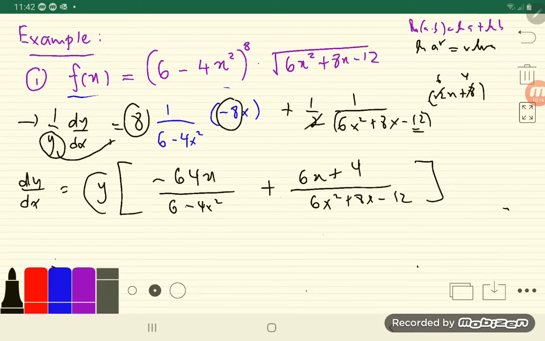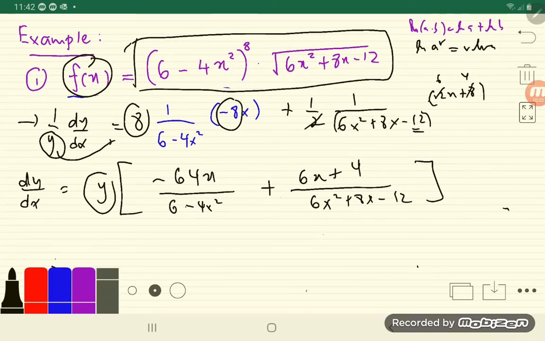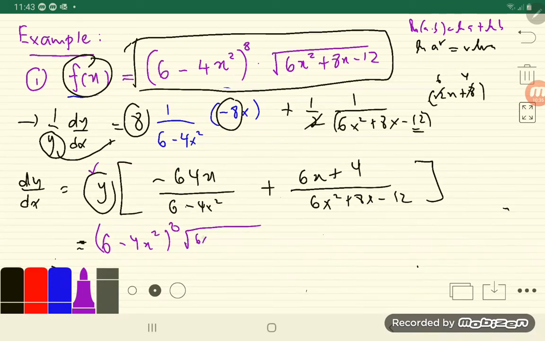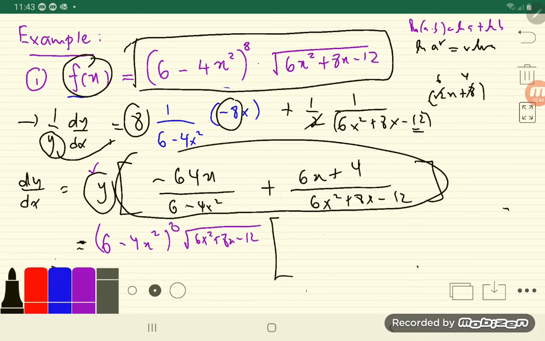Okay, so here the value of y actually refers to this value. So just copy again the question, because of the value of y here. So you're going to get (6 minus 4x squared) to the power of 8 times the square root of (6x squared plus 8x minus 12), and then write again all this term. Okay, put it somewhere here, and then finish. If you can simplify further, fine, but for me it's enough if you just put it like that. So I know that the method is there.